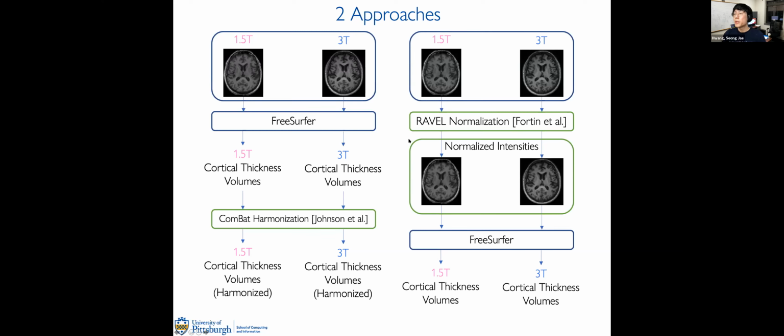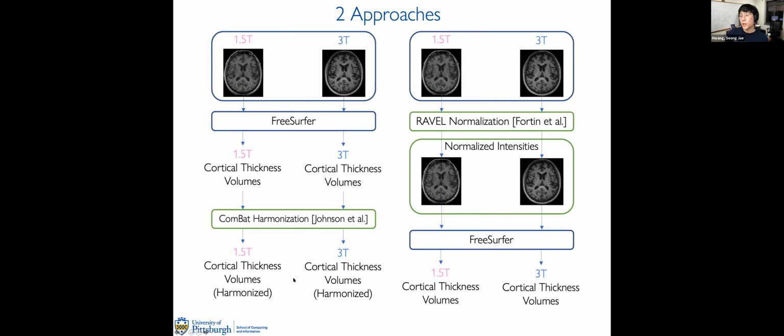So one of the things we've been doing is applying some sort of normalization technique on the images, and then deriving these measures and seeing what happens. This RAVEL normalization, which came out 3-4 years ago, normalizes the intensities of the images. It's similar to other normalization techniques on imaging data sets, such as WhiteStripe. Then we use the same FreeSurfer and derive these measures. I'm not going to show the results due to time, but it turns out this also helps with harmonization. So we're trying to solve a harmonization problem with a normalization.